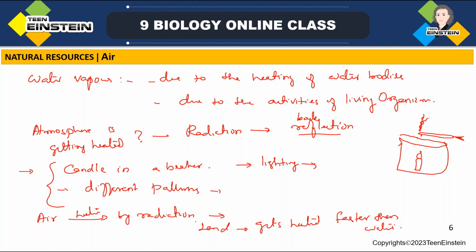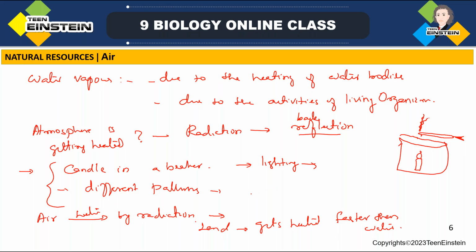So if you look at the situation in the coastal region during the day, the air above the land gets heated faster and that heated air starts rising. So when the air rises, a region of low pressure is created and the air over the sea moves into this area of low pressure.